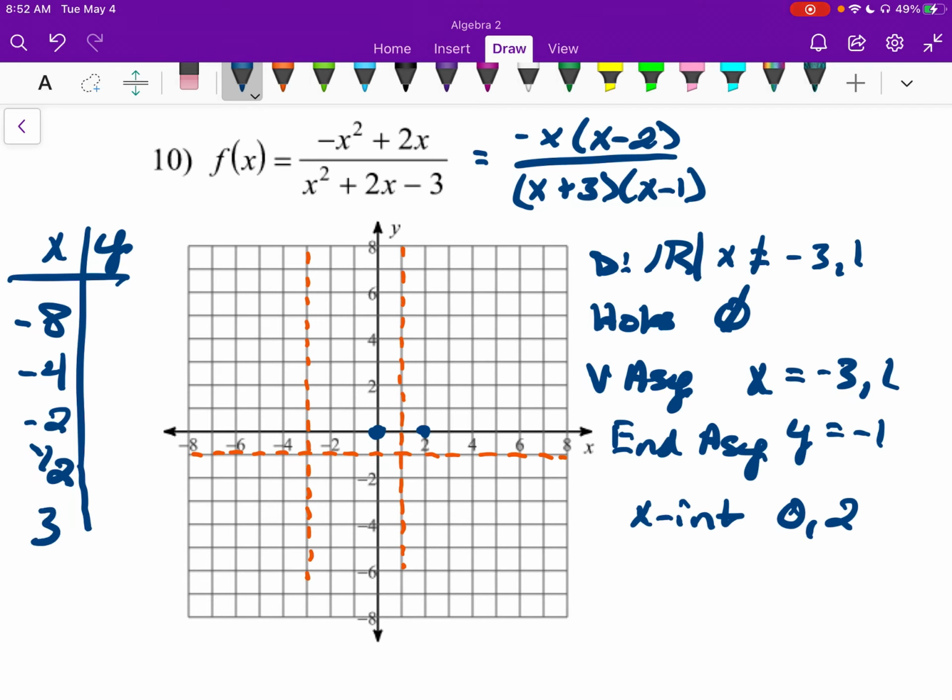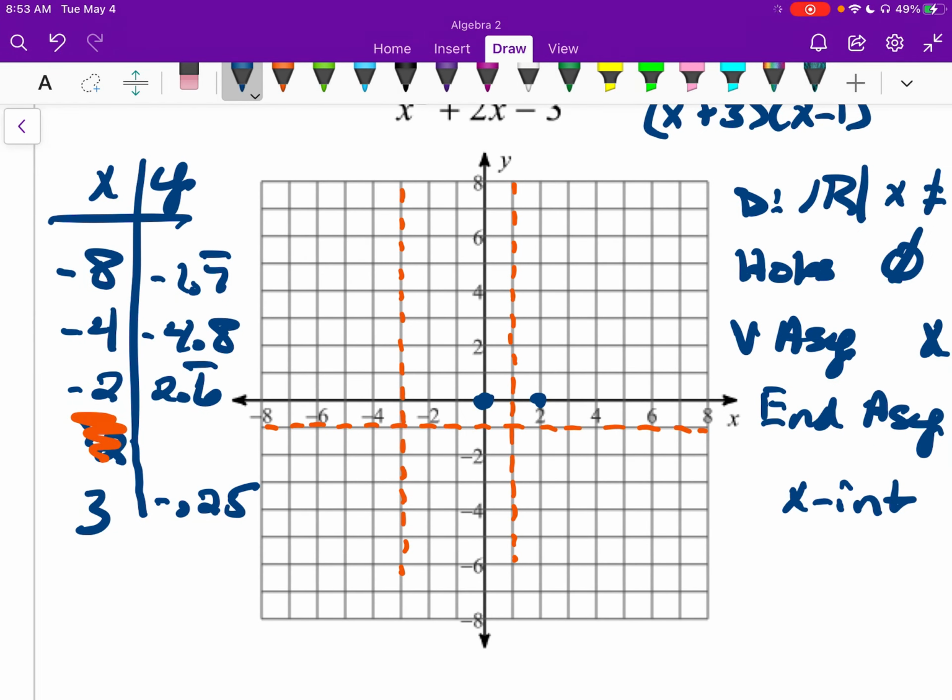Whenever I plugged these in, we got -1.7 repeating, -4.8, 2.6 repeating, and apparently I didn't actually type in 1/2, so I'm sorry, we're not going to do that one. And then 3 will be at -0.25.